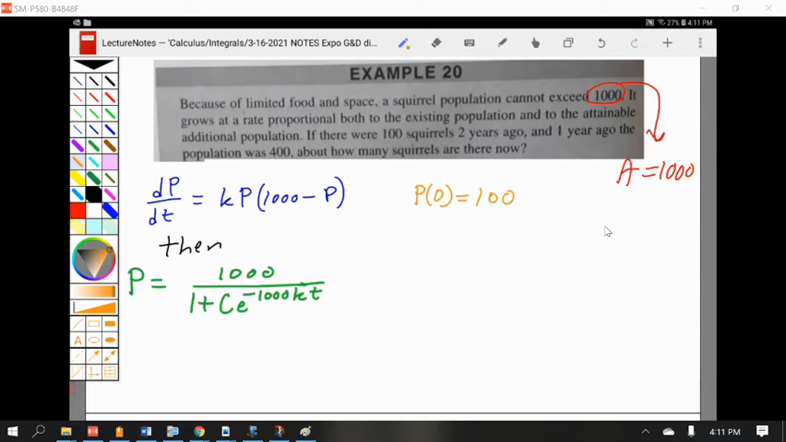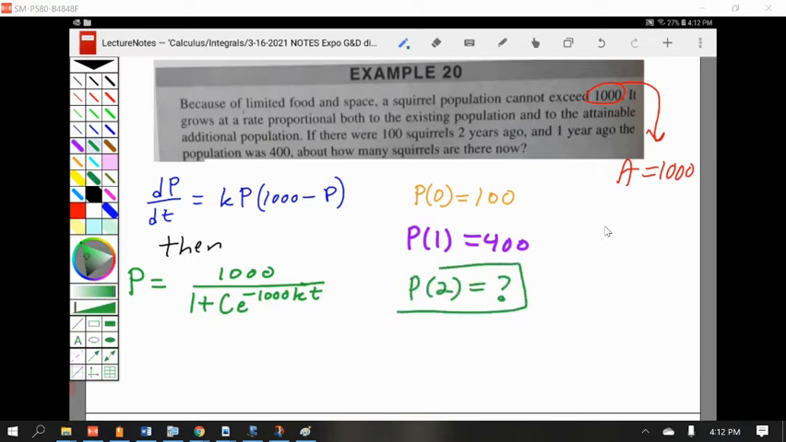One year later, which was also 1 year ago, is t equals 1. There were 130. No, sorry, that's the next problem. I already did the next problem. Sneak peek. How many squirrels are there now? So what are they asking us to find? They're asking us to find P of 2. That's my goal here.